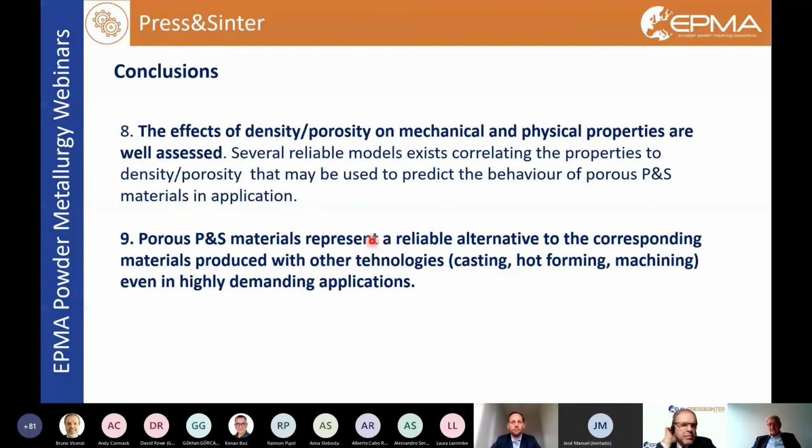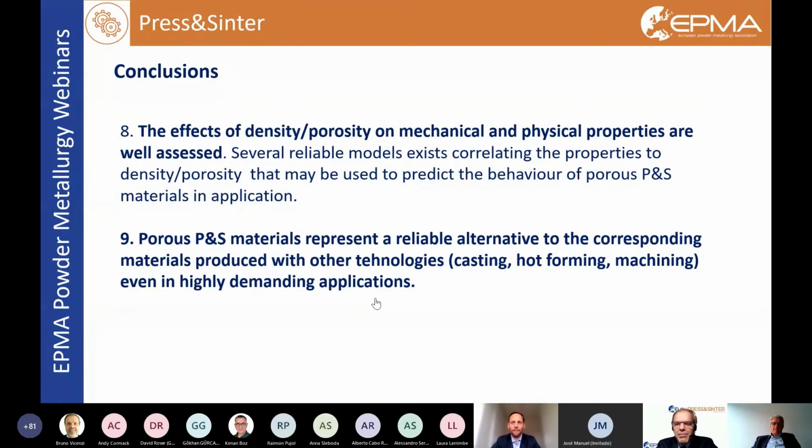There are several reliable models that correlate the properties to porosity and density, and these models can be used to predict the behavior of the porous material. As a consequence, I would say that present sintered porous materials are a very reliable alternative to the corresponding materials produced with other technology, also in terms of properties, even in demanding applications. Okay, this was my last slide, and I thank you for your attention.